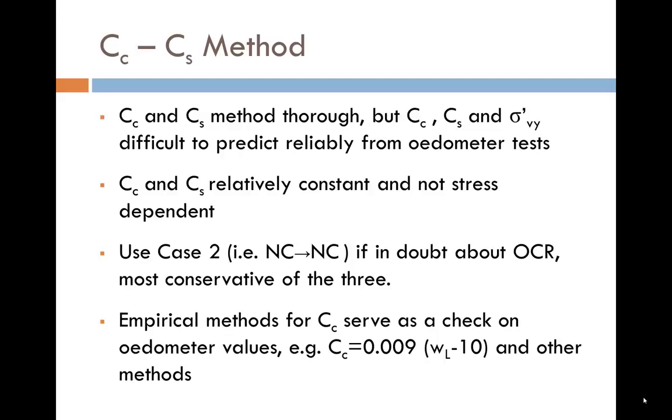Use case 2, in other words the case where you start normally consolidated and finish normally consolidated, if in doubt about OCR, as this is the most conservative approach of the three. Empirical methods for Cc serve as a check on odometer values.